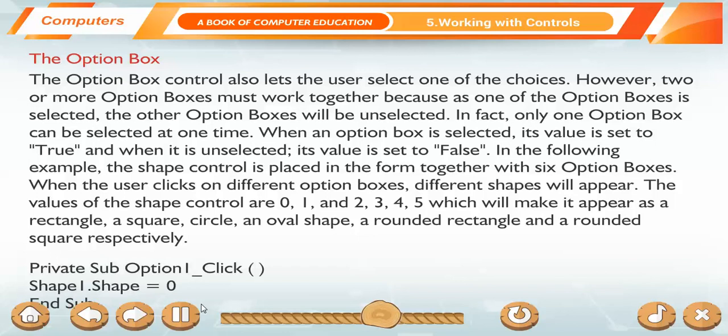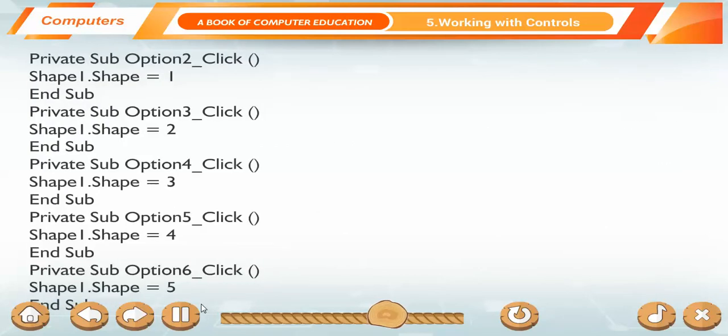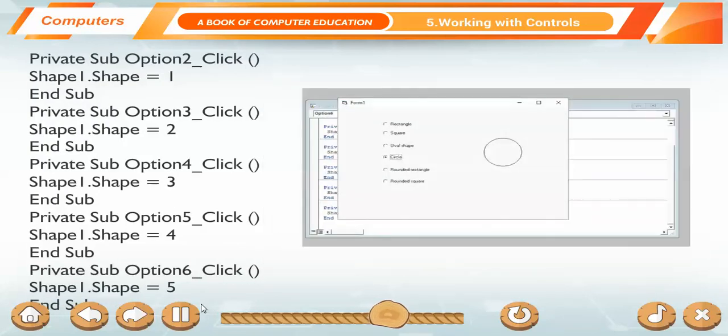Private Sub Option1_Click. Shape1.Shape = 0. End Sub. Private Sub Option2_Click. Shape1.Shape = 1. End Sub. Private Sub Option3_Click. Shape1.Shape = 2. End Sub. Private Sub Option4_Click. Shape1.Shape = 3. End Sub.